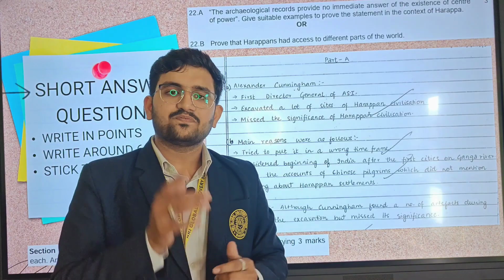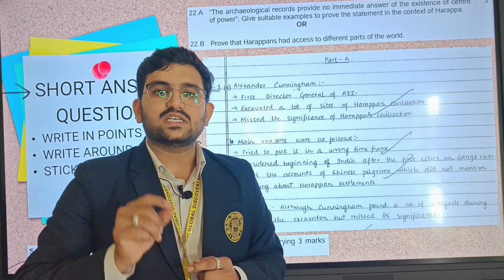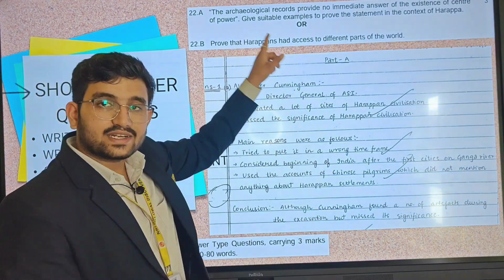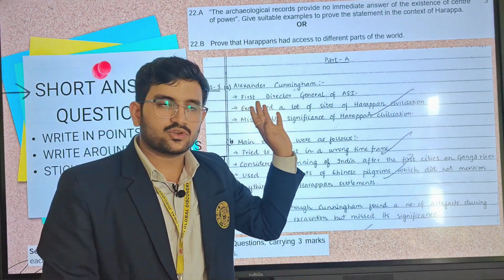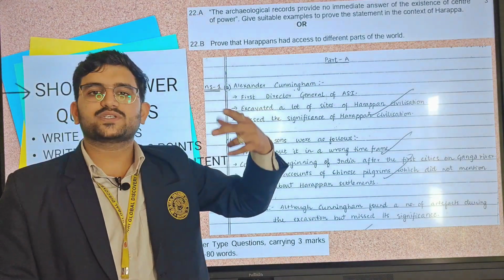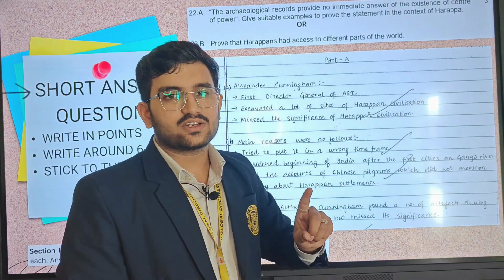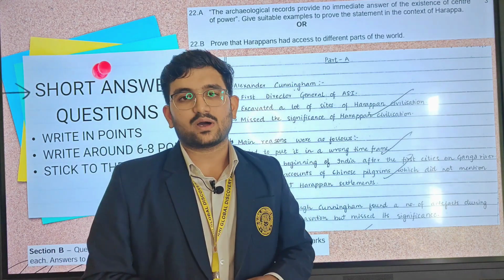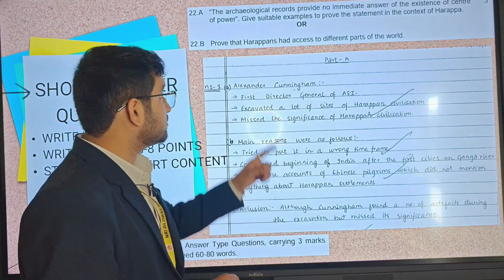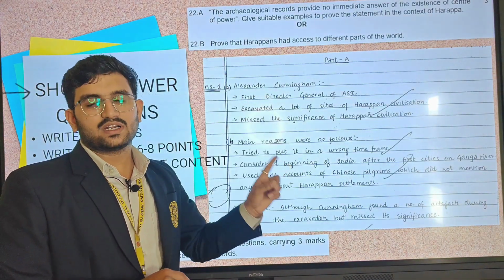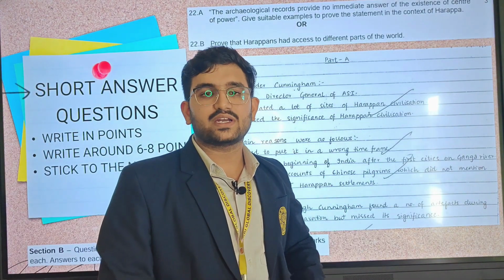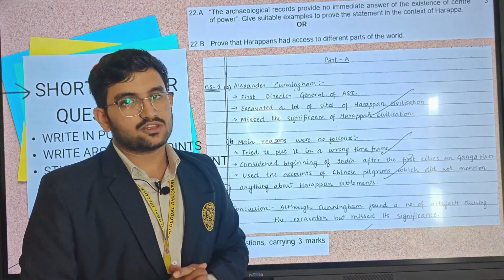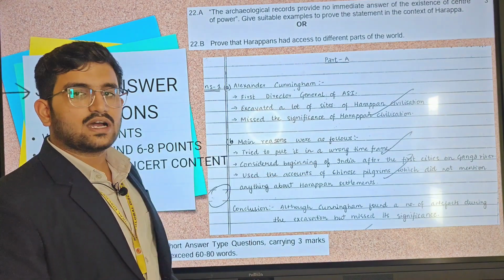Now again, let me tell you, there will be an internal choice of 33% in your paper overall. In that internal choice, these types of questions will be given to you. Like question number 22, we have 2 options, option A and option B. One thing you have to remember is, if you are attempting option A, just write 22A. If you are attempting option B, just write 22B. Please remember, you have to write the correct question number, otherwise the answer will not be evaluated. It doesn't matter how well you write, but if you do not write the correct question number, the answer will not be evaluated.